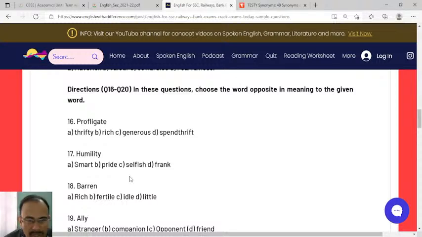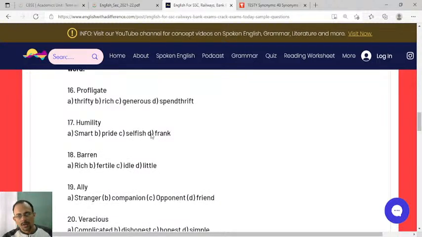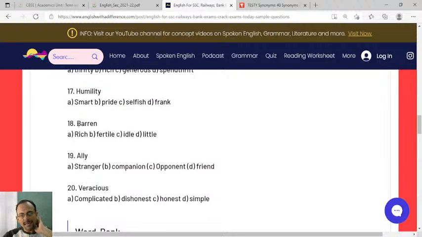Okay, so Nidhu says thrifty. Okay, very good. Thrifty is the opposite of profligate, careless, right? Very good. Humility: smart, pride, selfish, frank. It is pride. Okay.